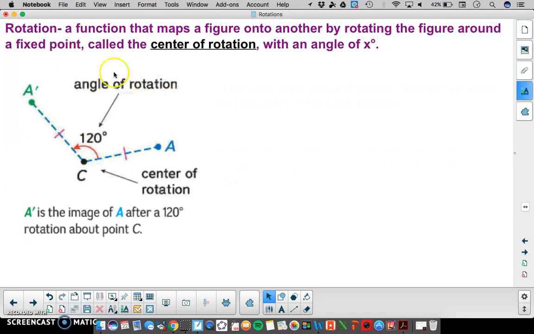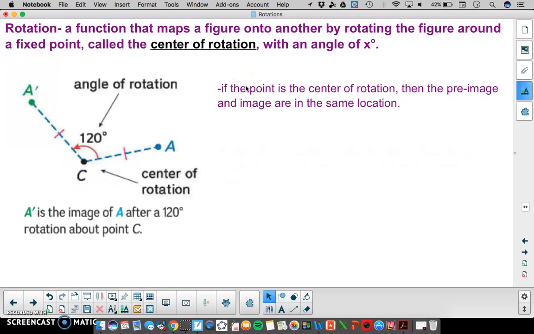So in this figure here, our center of rotation is point C. Every point is going to get rotated around that point. That is our center. Now, we have a couple of things that we need to consider. If the point that we're trying to create the image of is the center of rotation, then the pre-image and image are in the same location. So if we're trying to rotate C around itself, it's going to be in the same exact spot. It's not going to move.